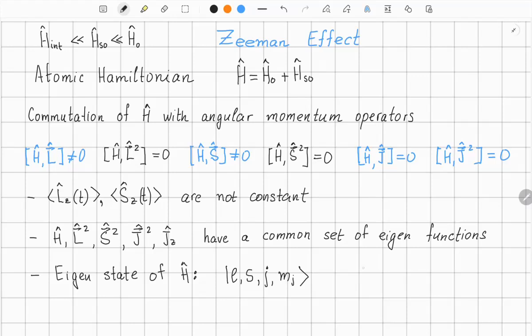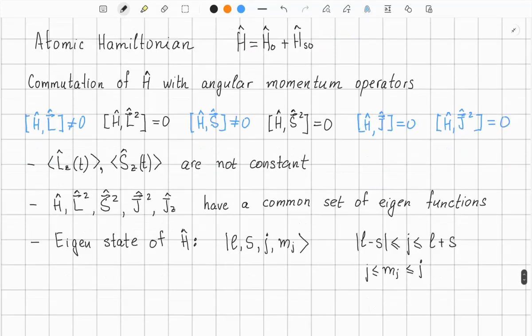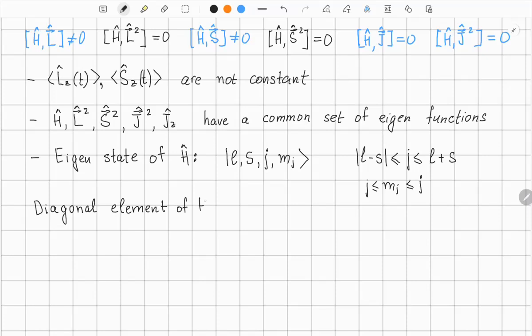According to the rules of angular momentum addition, the value of J can range from the absolute value of L minus S to L plus S in integer steps. The quantum number Mj varies from -J to J. Now let us take a look at the energy levels of the Hamiltonian H.